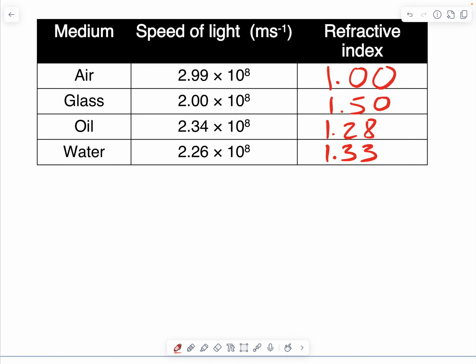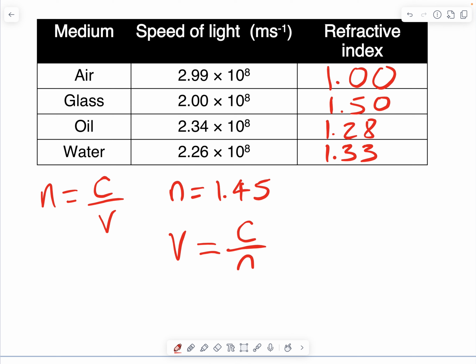So let's have a little look at what we can do with this. Remember, the refractive index is the speed of light in a vacuum divided by the speed of light in a particular material. Let's say we have some material that's got a refractive index of 1.45. What we can do then is work out the speed of light in that material. We're just going to do c divided by n, so that's the speed of light in air or a vacuum divided by 1.45, and that's going to give us our speed in that particular material.